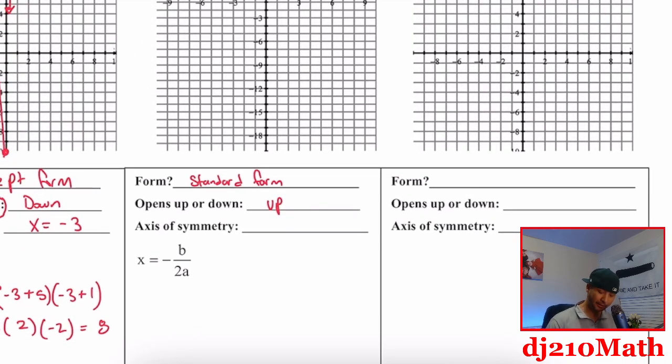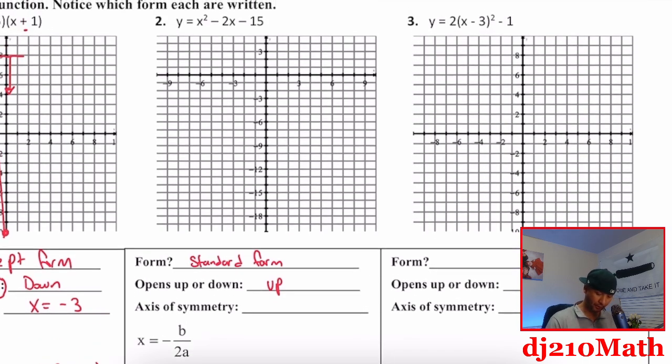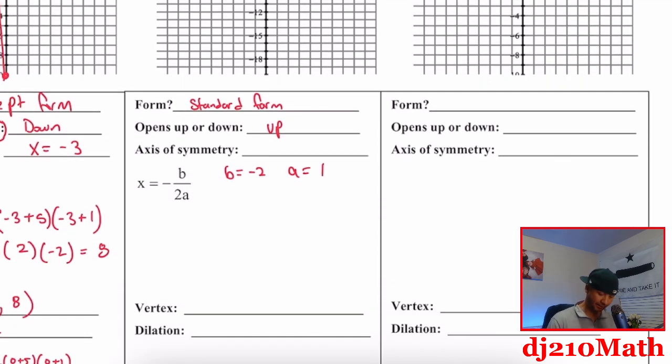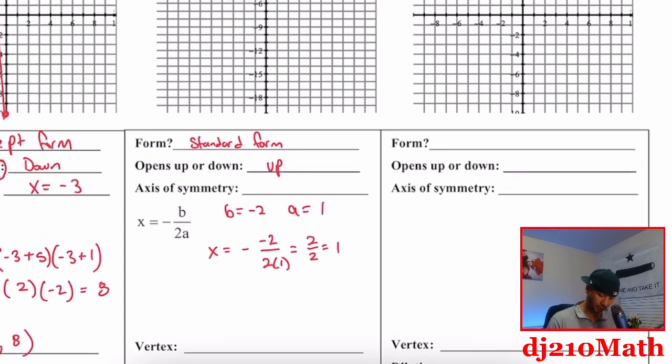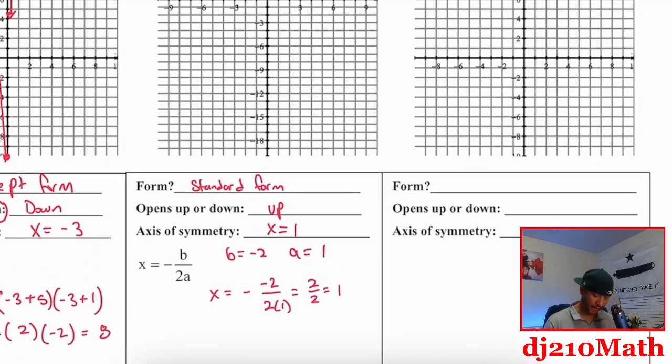This is going to be negative b over 2a. So in this case, b is equal to -2, and a is equal to 1. So plugging that in, we get -2 over 2 times a. So negative times negative is a positive. 2 over 2, which is 1. So x is equal to 1 is going to be the axis of symmetry.